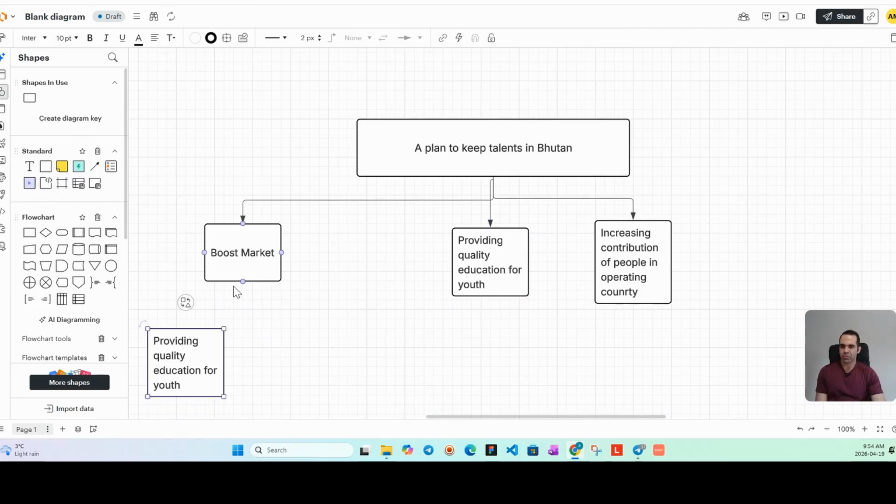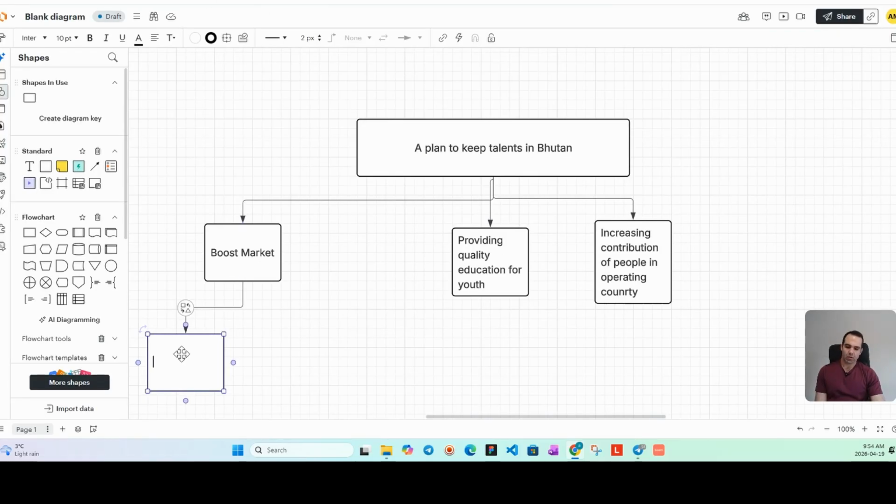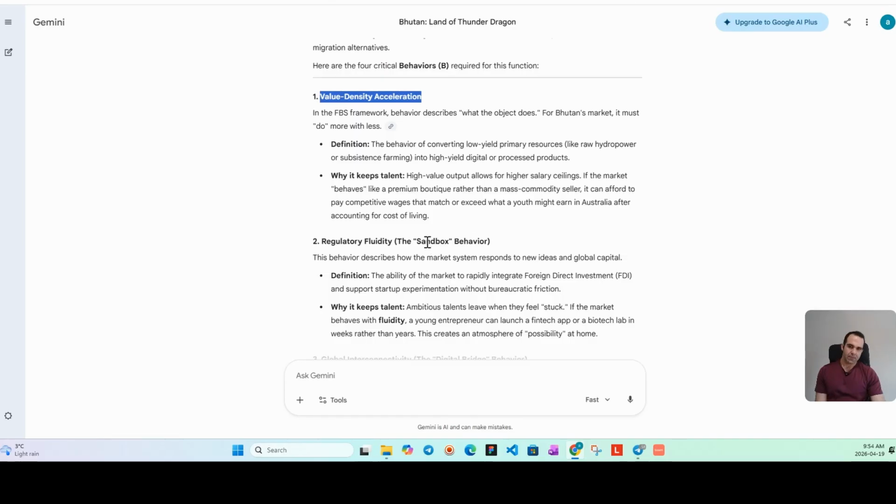So when we say we boost a market, we need to focus on value density acceleration, or increase the value density, increase the value that we are providing, not just selling the raw material.